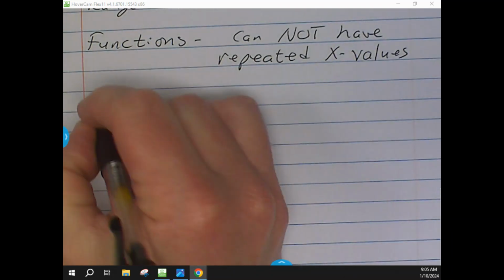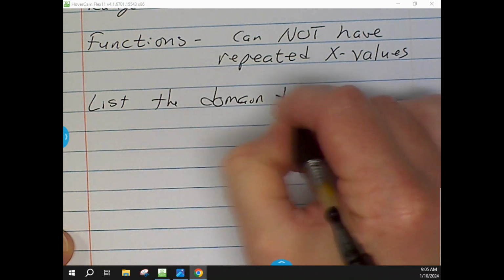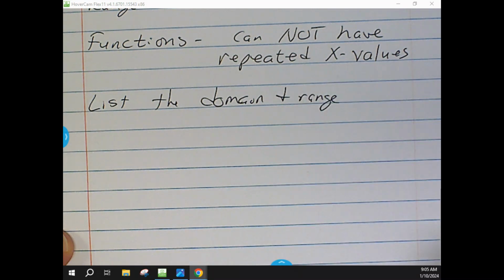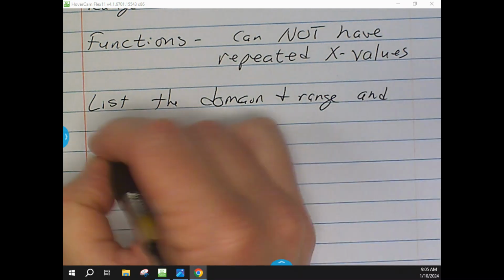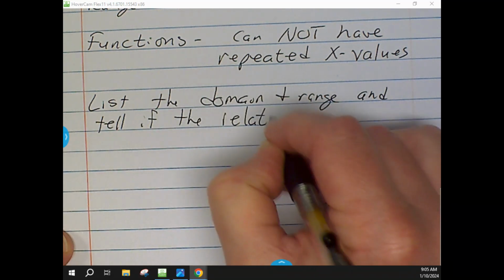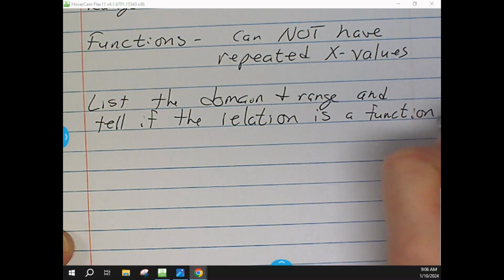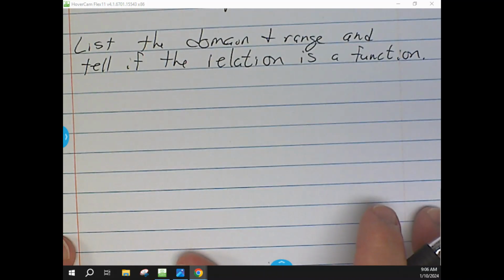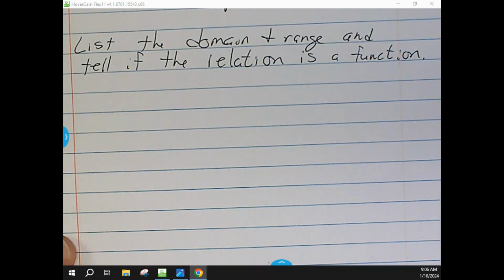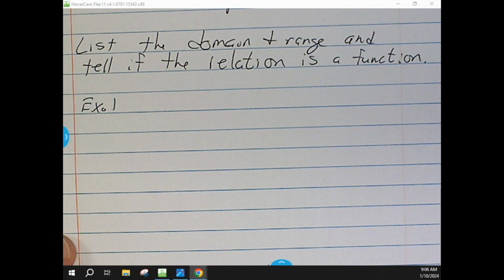All right, so what we're going to do is give you some examples here. We're going to list the domain and range, and then tell if the relation is a function. Okay, and for the first example, I'm just going to give you a bunch of ordered pairs.